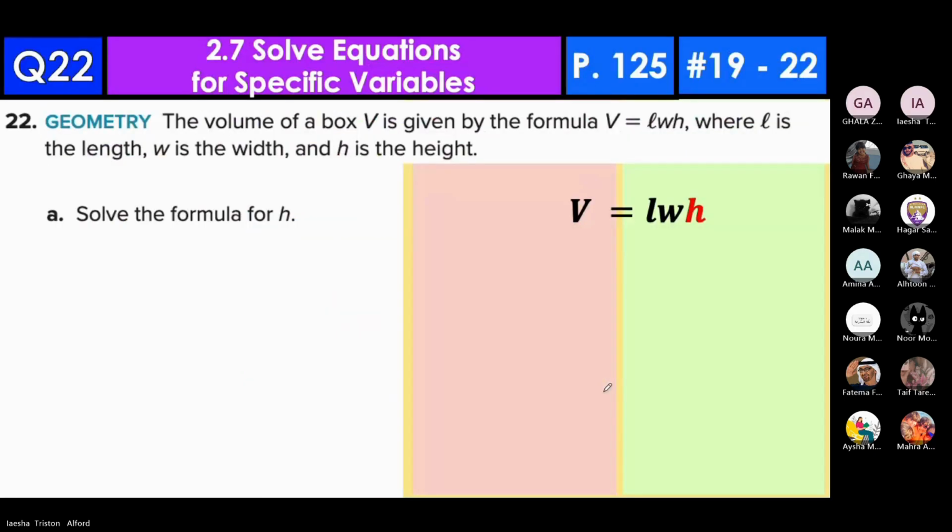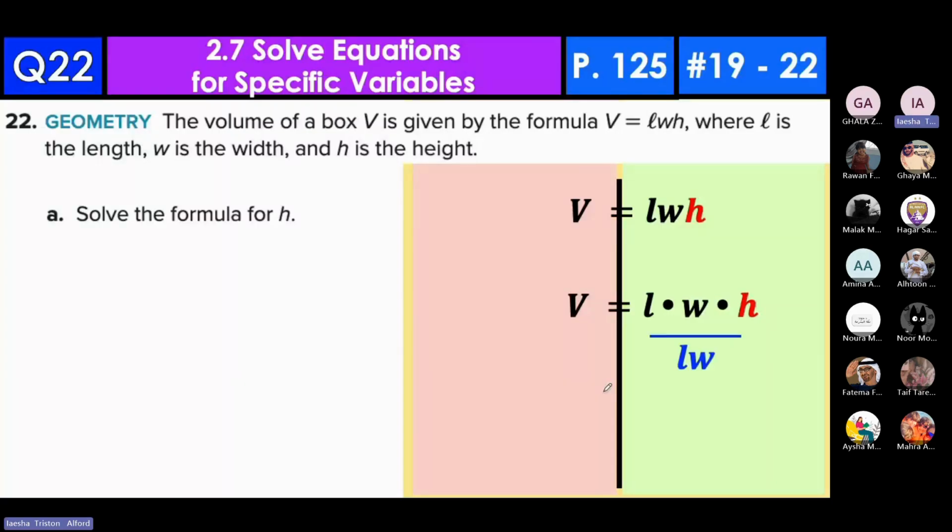One more here. Last one. They want H. Divide L and W on both sides. So here we have what? Length times width. So we have to divide LW both sides. V is equal to LW times H. V divided by LW is equal to H. If you can make this one, 4 marks.